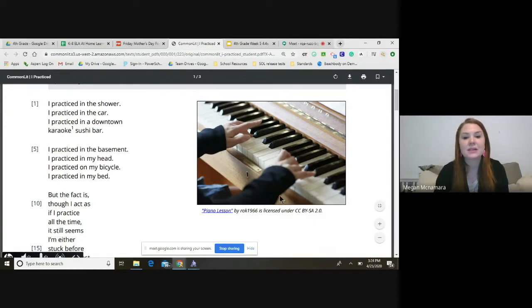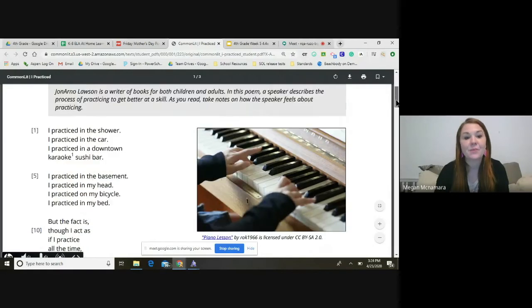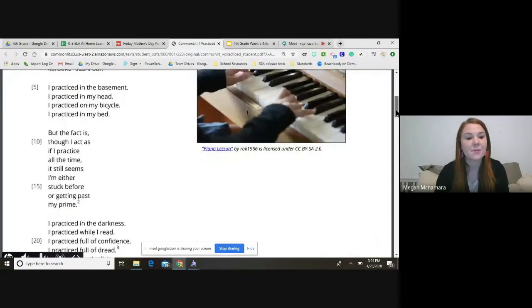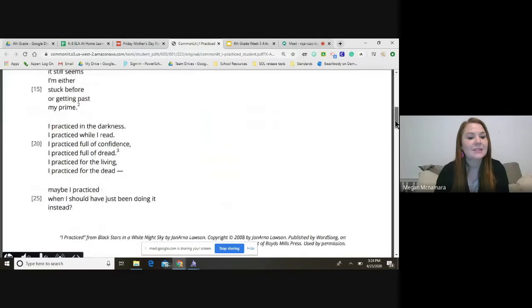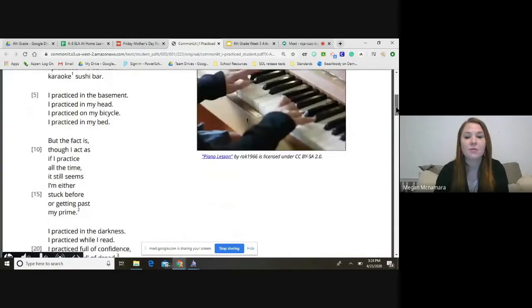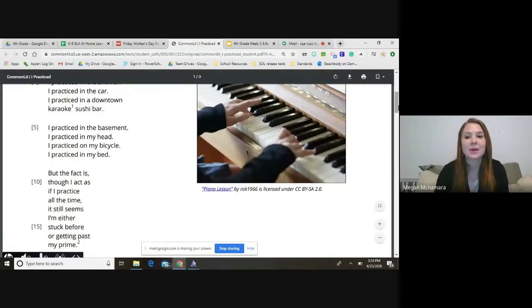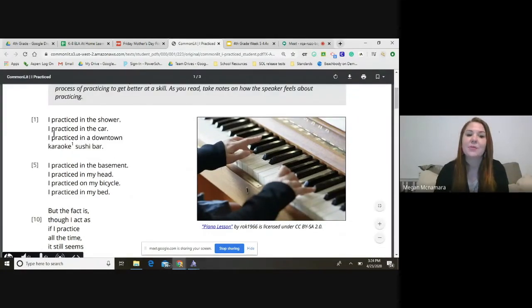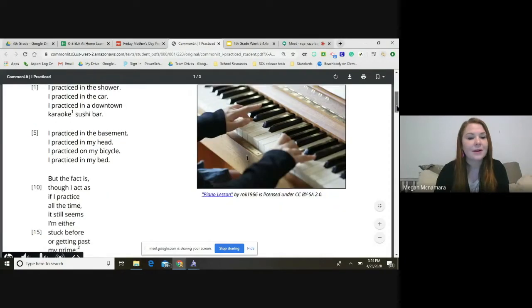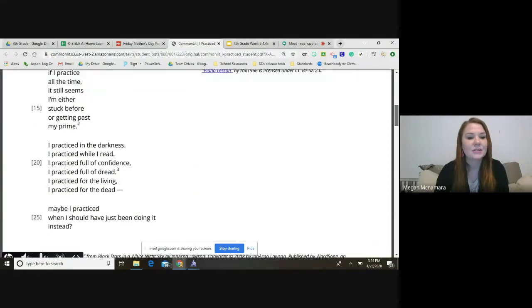So, of course, he's maybe talking about practicing the piano because there's a picture of a piano. It doesn't say that it's the piano. It could be any form of instrument or sport, but we're going to go with practicing the piano. So, could he really practice it in the shower or in the car, on his bicycle, or where else does he say? In the darkness, practice while he read.